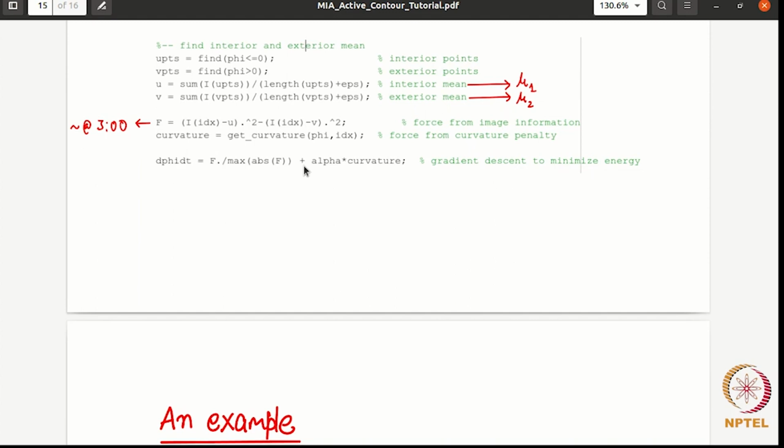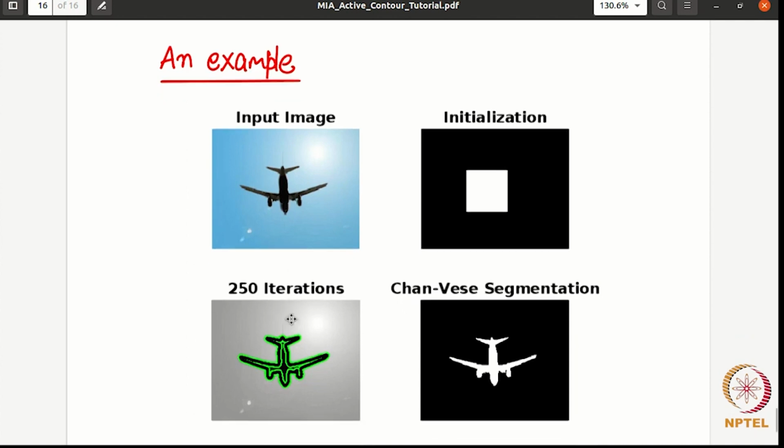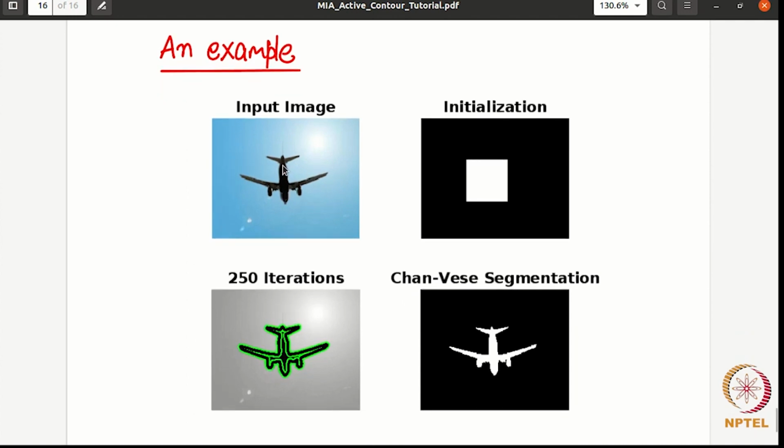The main thing is, whatever we are learning here is actually deployed in these models. Here is an example of Chan-Vese segmentation. You have an initial image of this aircraft. You initialize it with this. This is your initial level set, and then after some iterations, you get this.